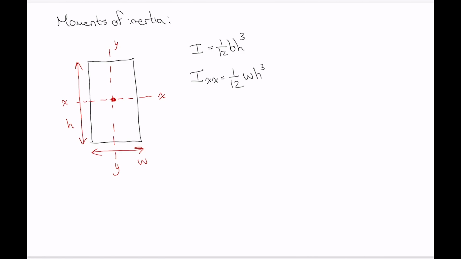Here, remember that the base is always parallel to the axis that you're taking. And then you cube the dimension that is perpendicular to the axis that the moment of inertia is being taken about. If we wanted the moment of inertia about the y-y axis, I_YY, then our height becomes our base, and we've got 1/12 H W cubed instead.